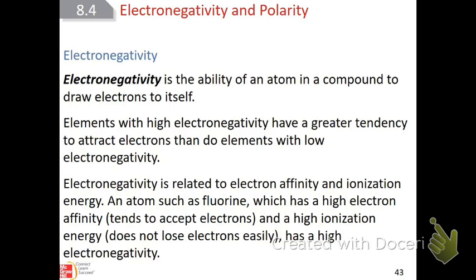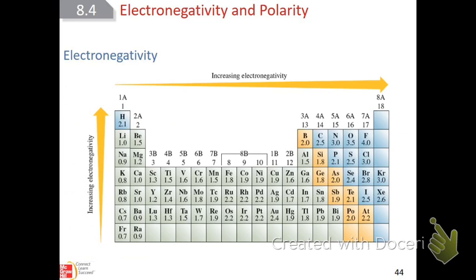So here's a periodic table that shows you increasing electronegativity up a family and over. And notice here, this is what I was telling you. Fluorine, oxygen, chlorine, these are the ones that have the highest electronegativities on the entire chart. So if they're involved in the bond, they're going to have the highest electronegativities. All right?